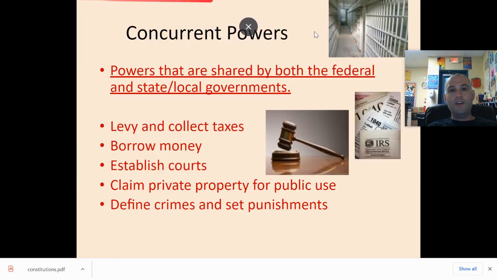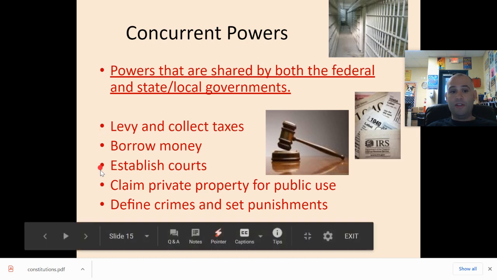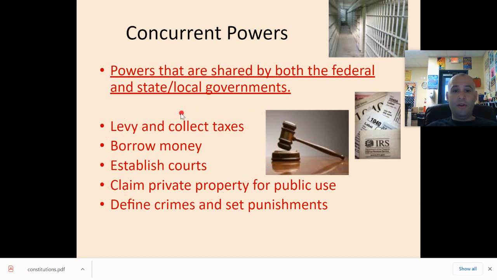And so concurrent powers are powers that both the federal and state governments share. So the federal and state governments can collect taxes, borrow money, establish courts. That's why we have federal courts and state courts. Define crimes and punishments, make laws. These are powers that are called concurrent powers that are shared by the federal and state government. So concurrent means shared.